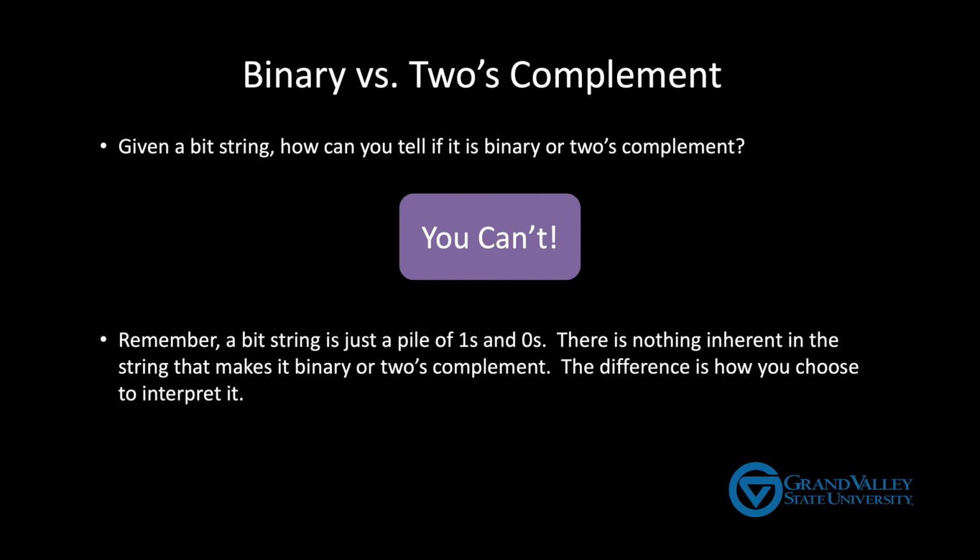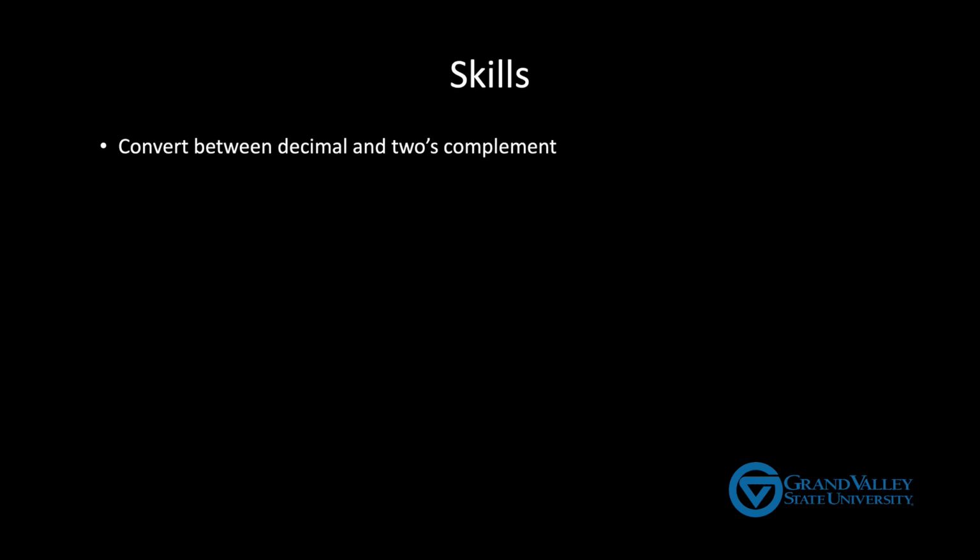All right, let's wrap up. The main thing you should be able to do based on this video is, of course, convert between decimal and 2's complement, both directions. You should also be able to determine the range of values that can be represented using 2's complement with n bits. So for example, if I ask you what signed numbers can you represent with 6 bits, you should be able to tell me that you get a range of negative 32 to positive 31.